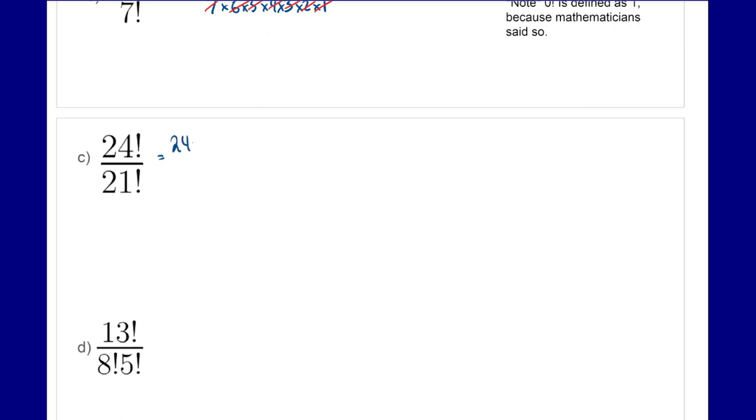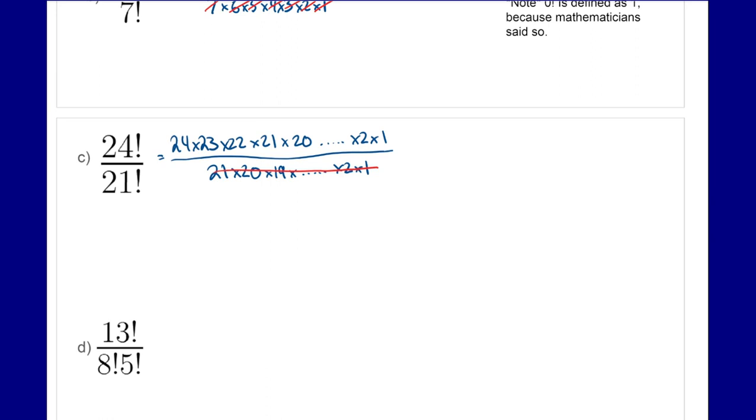So if I have 24 times 23 times 22 times 21 times 20 all the way down to times 2 times 1, divided by 21 times 20 times 19 and so on, all the way down to times 2 times 1, how can I simplify this? Well, I could take everything from 20 to 1, and that cancels out 20 to 1 on top. So this leaves me with 24 times 23 times 22, which is much more manageable on a calculator.